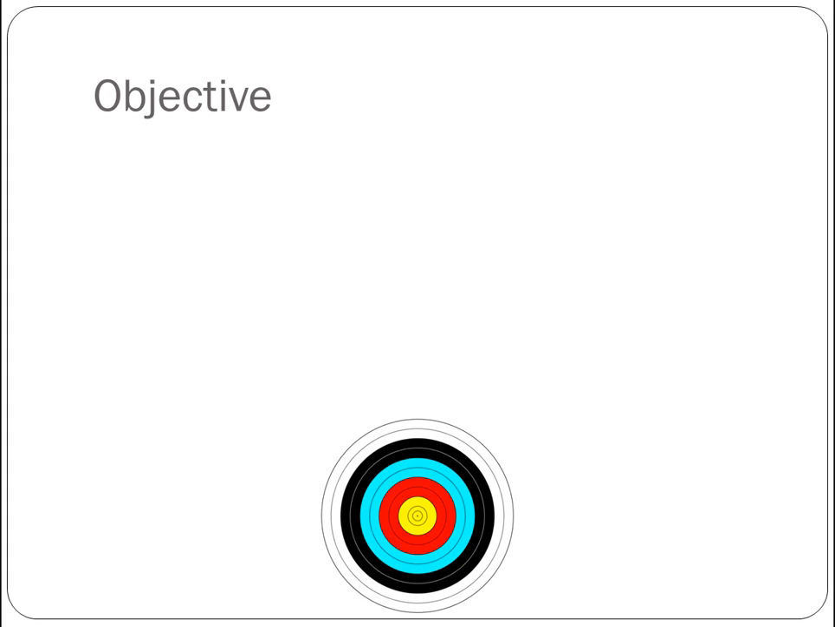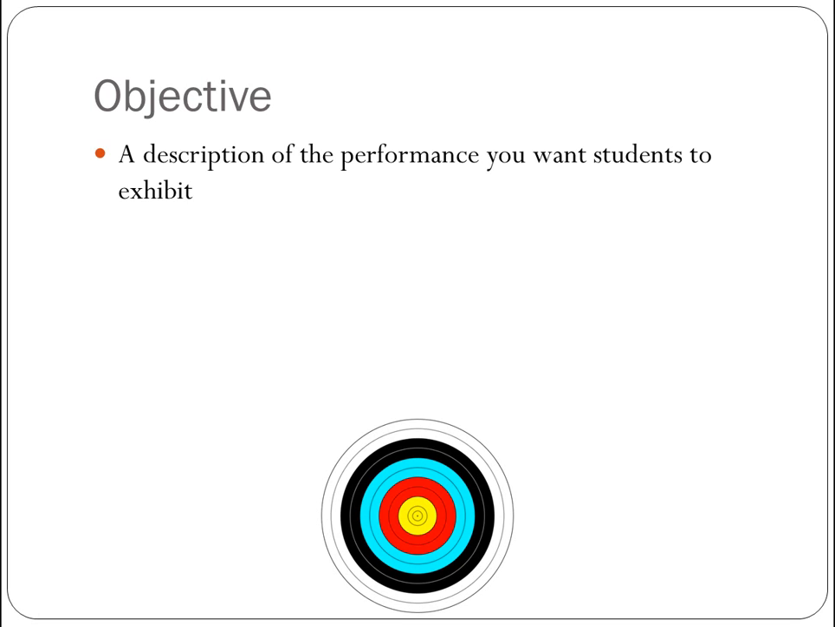Now that the major student characteristics and their reasons for attending class are noted, it is time to focus on developing objectives for yoga class. An objective is a description of the performance you want students to exhibit. In yoga, the performance is practicing specific poses. Note that the objective describes an intended result of instruction rather than the process of instruction.